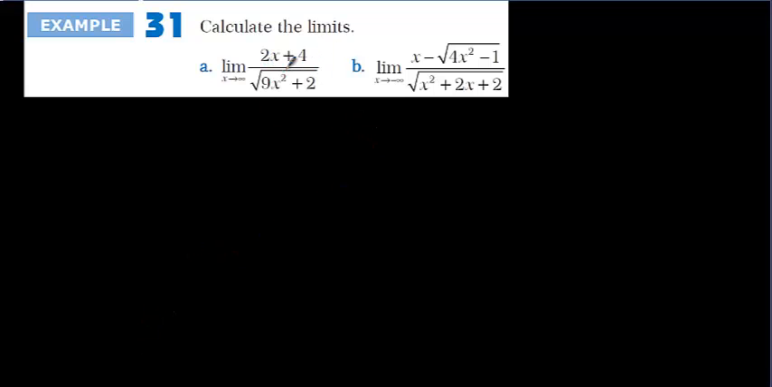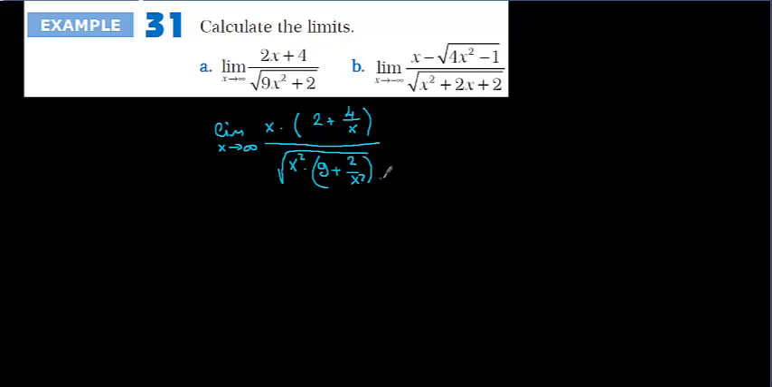Now I have here 2x plus 4 over root of x squared plus 2. Now for the numerator, it's easy to factor out x in parentheses. When you factor out x, limit x tends to infinity, I got 2 plus 4 over x, because I don't have x here, that's why 4 over x. Down is root of x squared times 9 plus 2 over x squared. When you factor out x squared from 2, you should write 2 over x squared. I think we understood that one in the previous part.